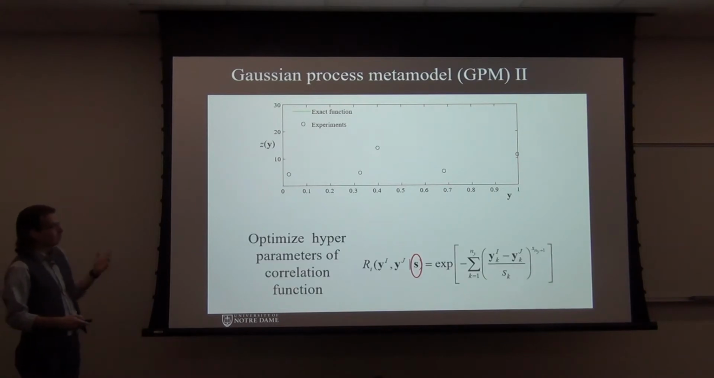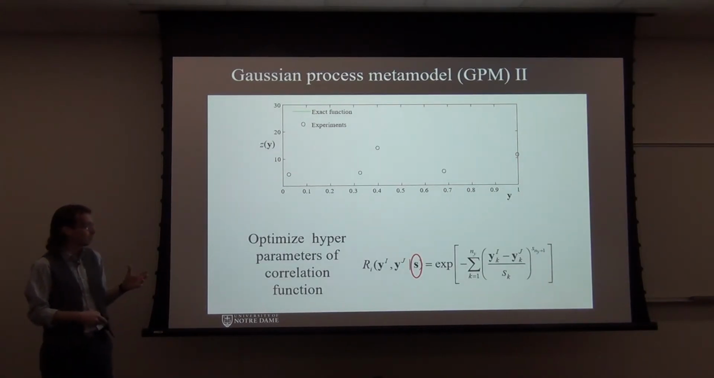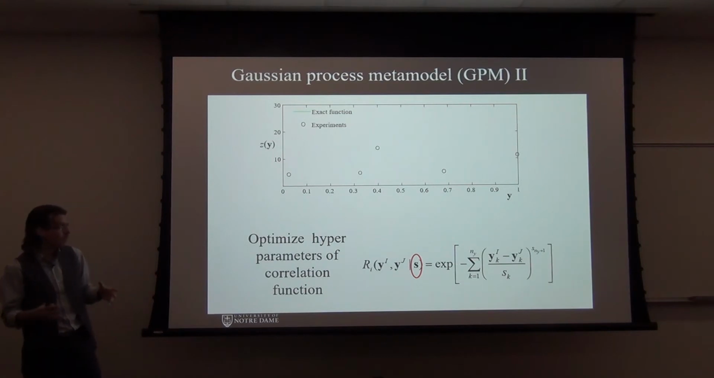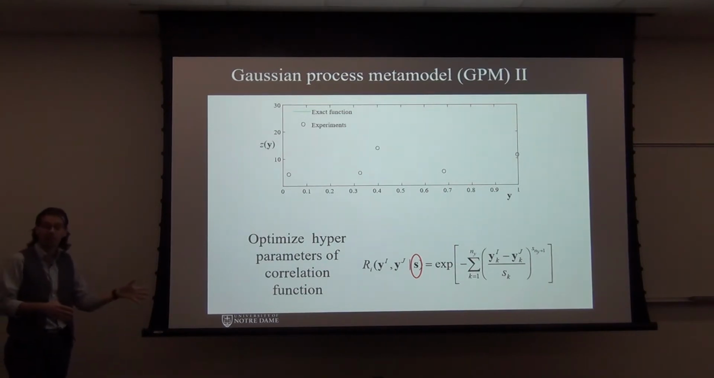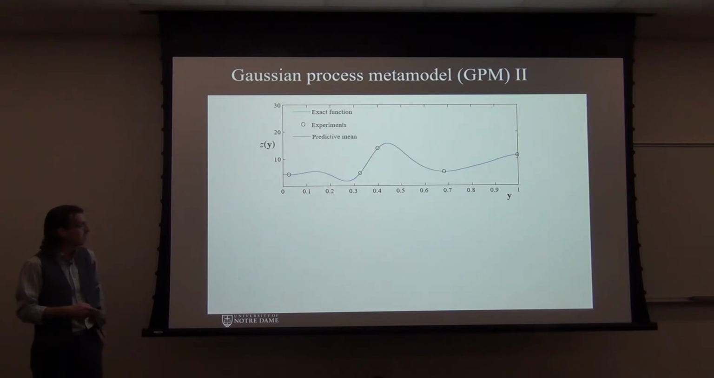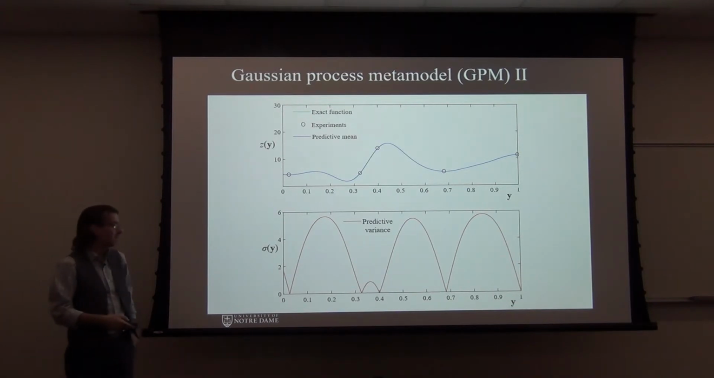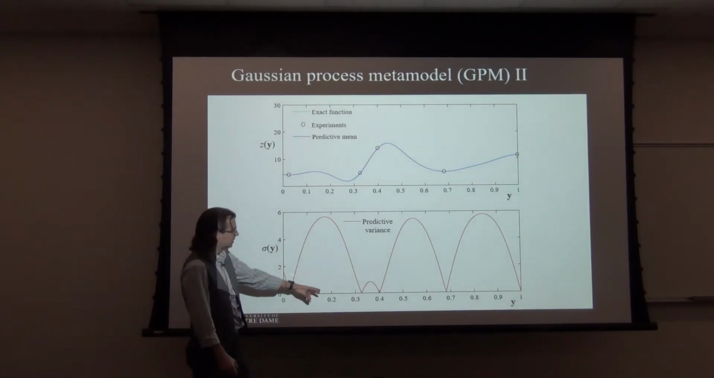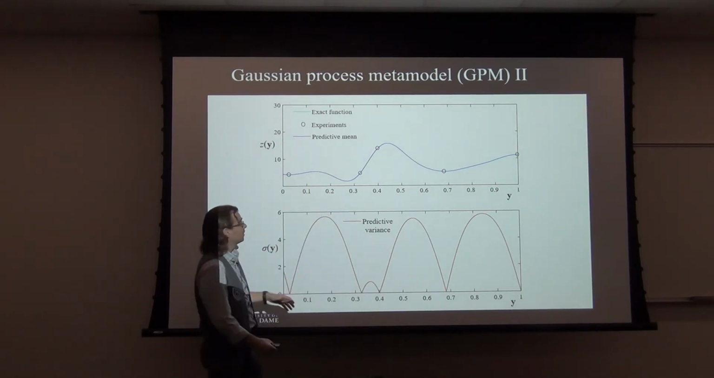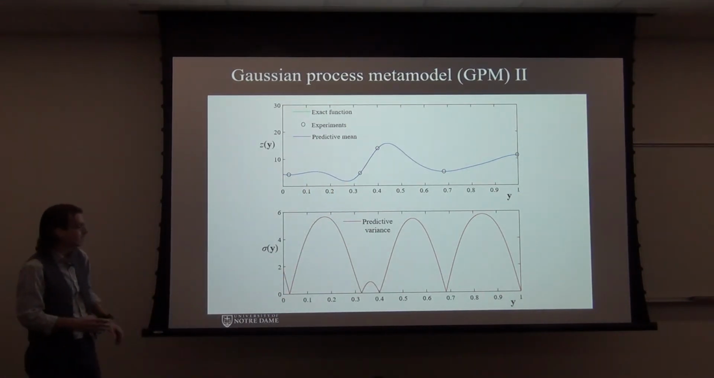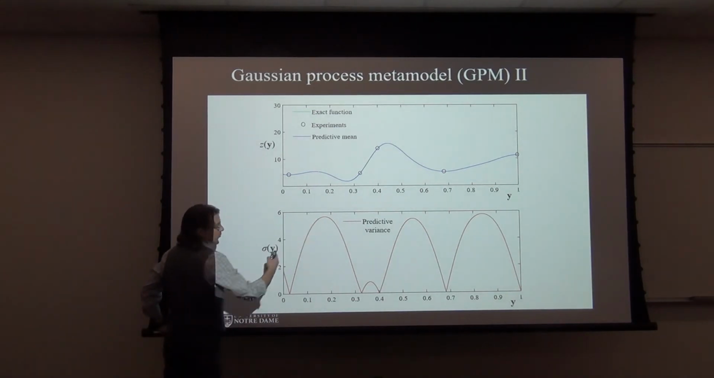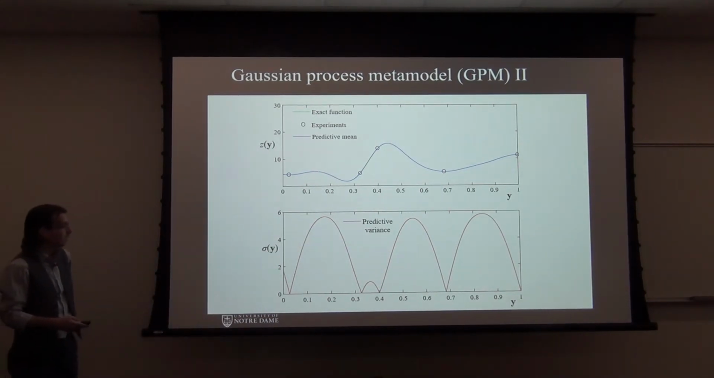You're going to train your metamodel, which for Gaussian processes corresponds to optimization of the hyperparameters for the correlation function of the Gaussian process. And once you select those hyperparameters and train your metamodel, very quickly you can get the predictions, what is your predictive mean. But on top of that, recall that you can estimate the predictive variance. So you can see that the predictive variance is exactly 0 at the points where you have experiments. Gaussian processes are exact interpolators, but in between the experiments, you can have a significant error.